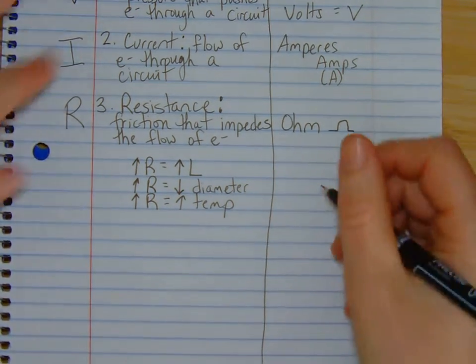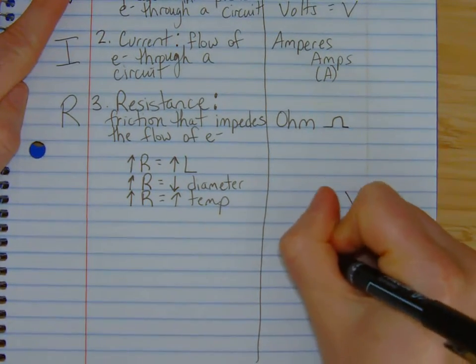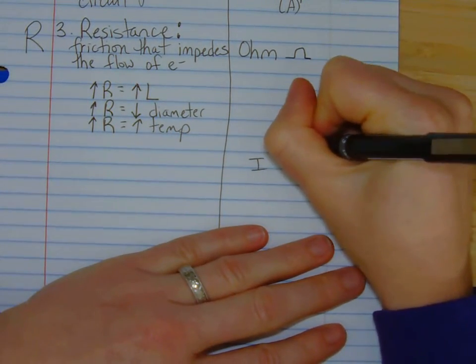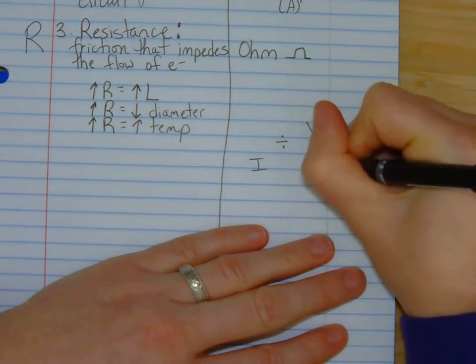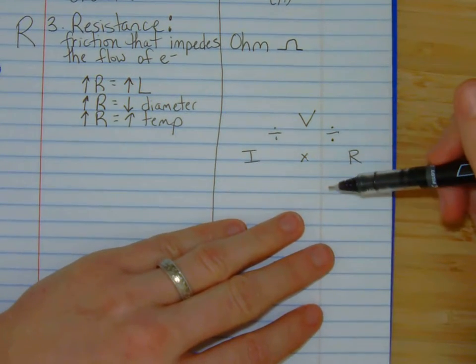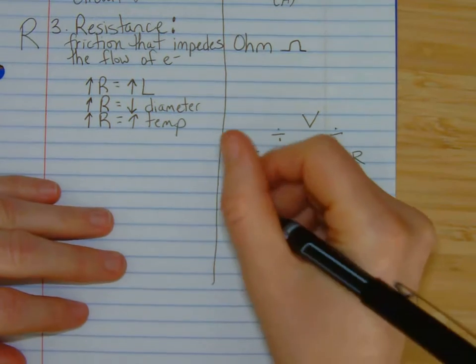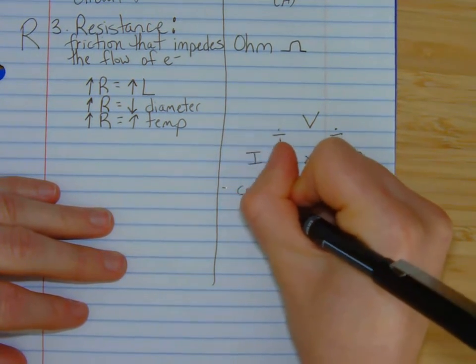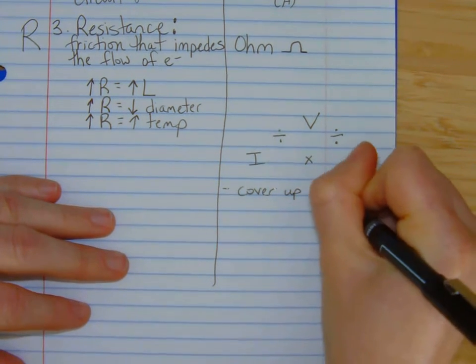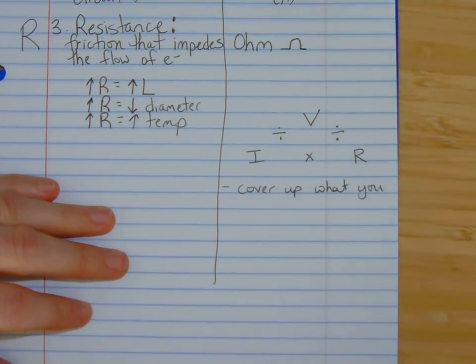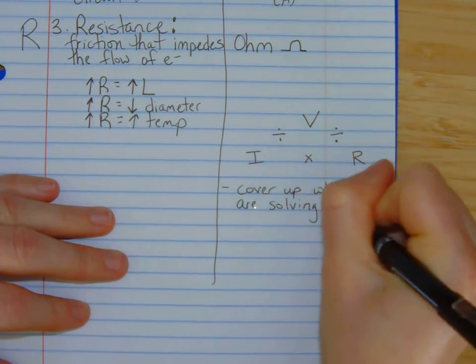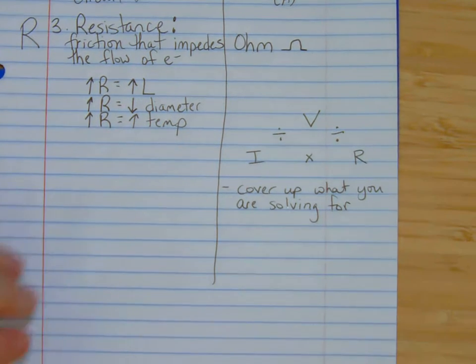These problems are very simple. We talked about this VIR triangle. It is on your formula sheet. For right now, if you don't have your formula sheet, hopefully you do, but we can draw it here. And there's a rule, and you won't know what it means right now, but it will make sense in a second. Cover up what you are solving for. This is one of the easiest things you'll ever do in a physics class, is this VIR triangle.